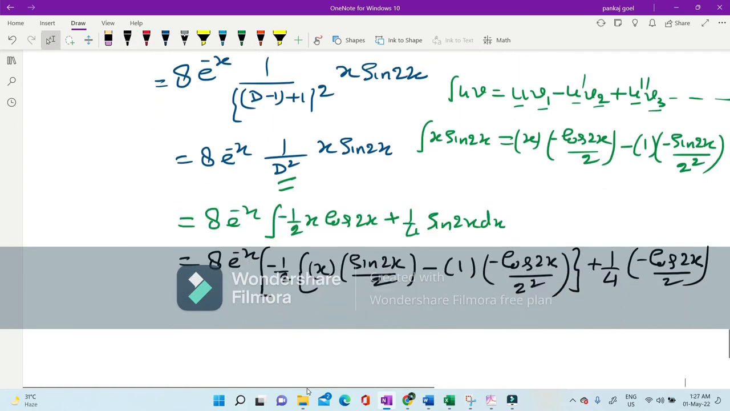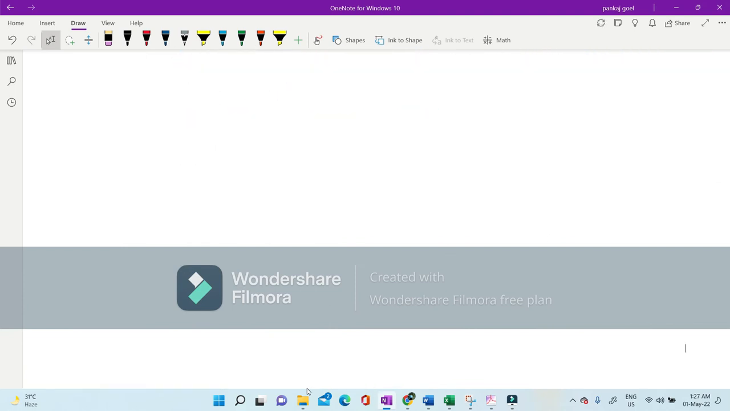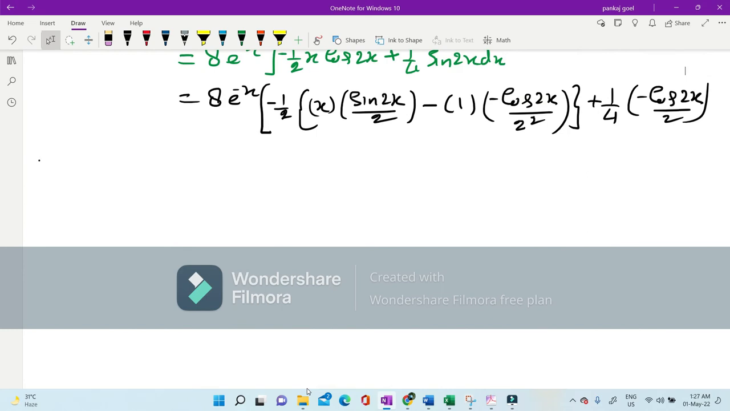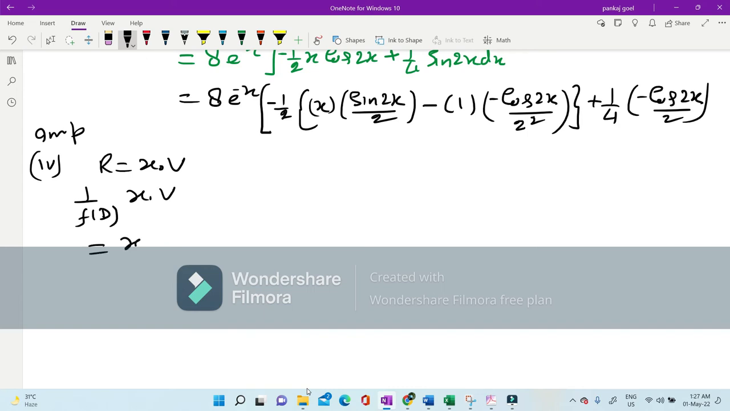Now we will take rule number 4. Rule number 4, you can take R equal to x into v. So we can say, this is a very important rule. Many times questions will come. 1 upon f of D into x into v, that is equal to x times 1 upon f of D into v minus f dash D upon f of D whole square v.